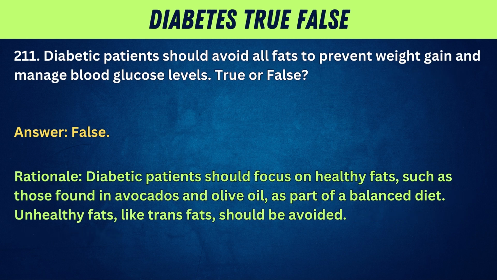211. Diabetic patients should avoid all fats to prevent weight gain and manage blood glucose levels. True or false? Answer: false. Rationale: diabetic patients should focus on healthy fats, such as those found in avocados and olive oil, as part of a balanced diet. Unhealthy fats, like trans fats, should be avoided.